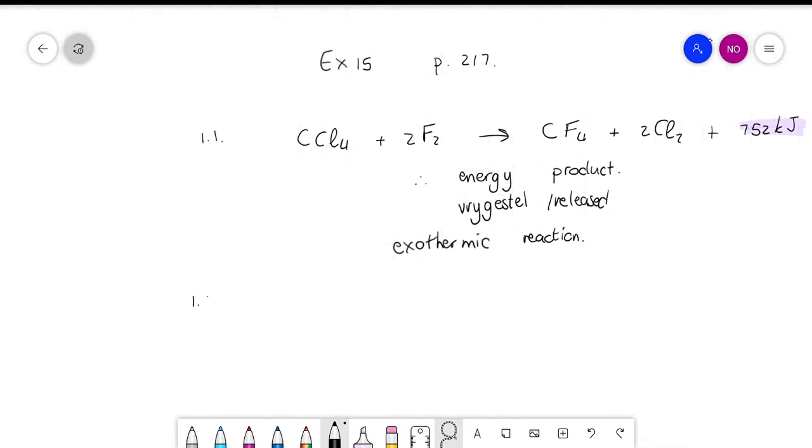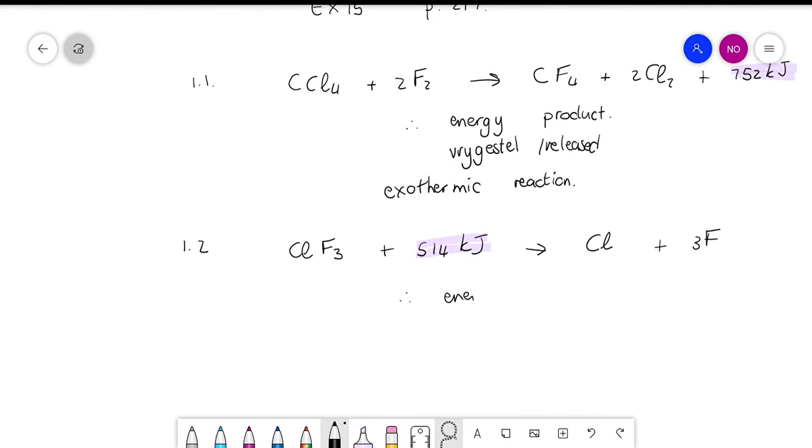Vir 1.2 het ons ClF3 plus die energie gee vir jou Cl plus 3F. Maar weer eens gee ons hier om daaroor, ons kyk net na waar die energie gelys is. So you will see the energy is a reactant. So dit beteken energie word opgeneem. And therefore it must be an endothermic reaction.